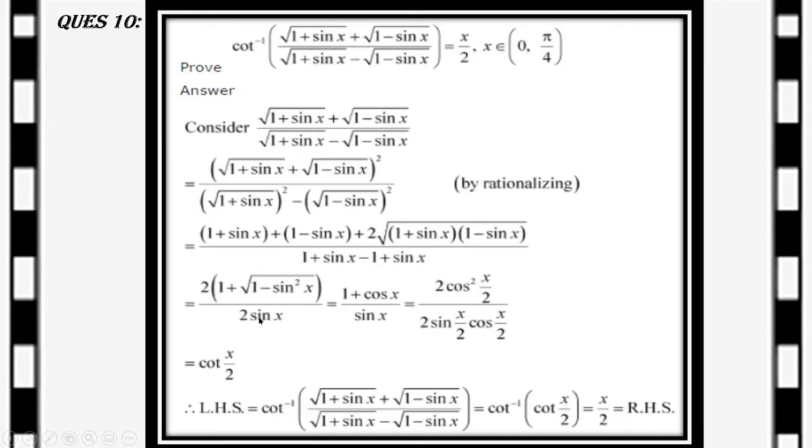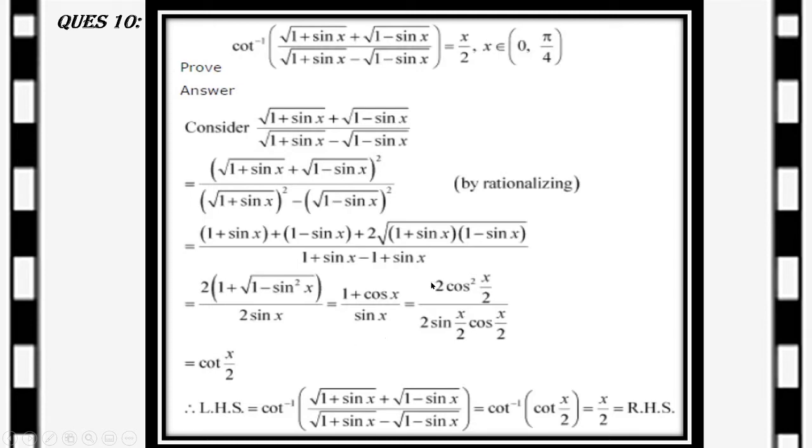Now after solving we will get this 2 in the bracket 1 plus under root 1 minus sine square x, which is equal to cos square x, and square and root will be cancelled and we'll get 1 plus cos x upon sine x. Now apply the property, this formula. 1 plus cos x is equal to 2 cos square x by 2 and sin x is 2 sin x by 2 cos x by 2. If you remember, these are the formulas of sin 2x and cos 2x.